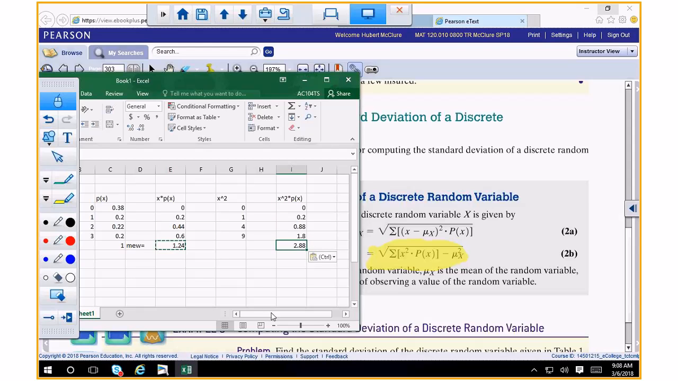Okay, now I've got the summation of X squared times P of X. Now what am I going to do with it? I'm going to minus what? Mu squared. So I'm going to go down here, and I'm going to say equals 2.88 minus parentheses 1.24 raised to the what? Second power. And somebody tell me what that number represents. Not the standard deviation, but the what? Variance. Good. And the standard deviation is going to be equal to that number raised to the what power? 1/2 power.